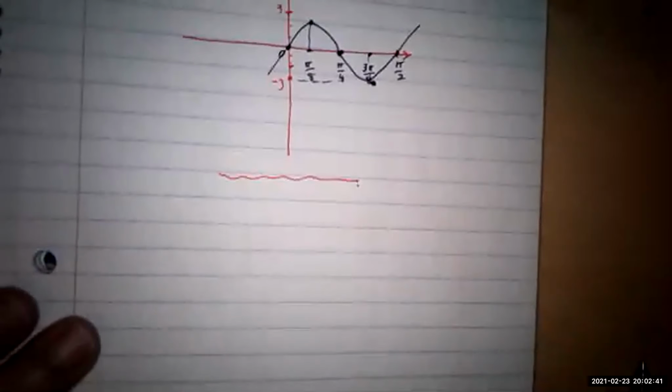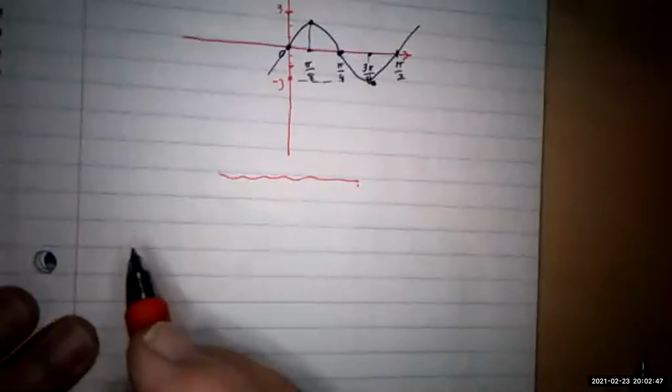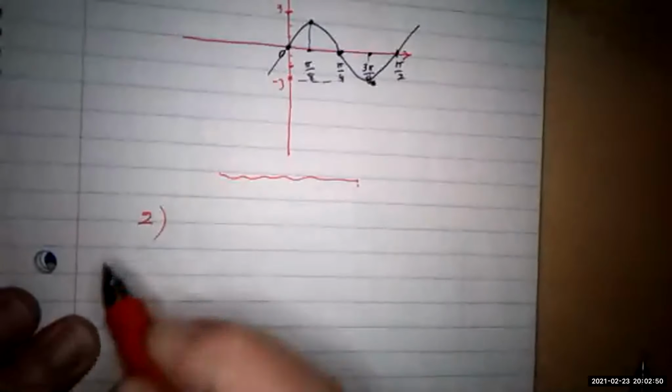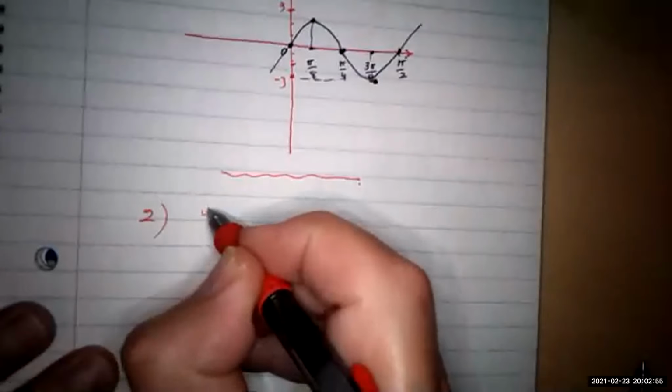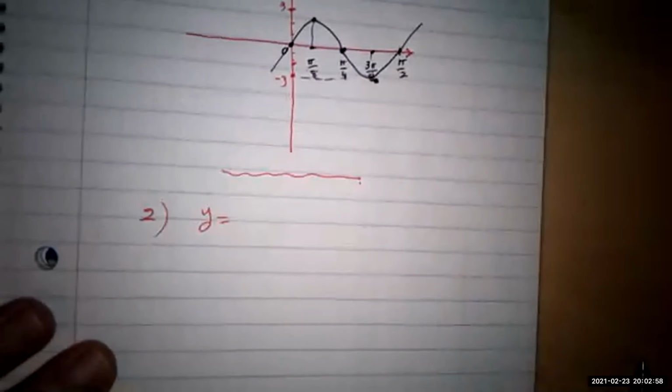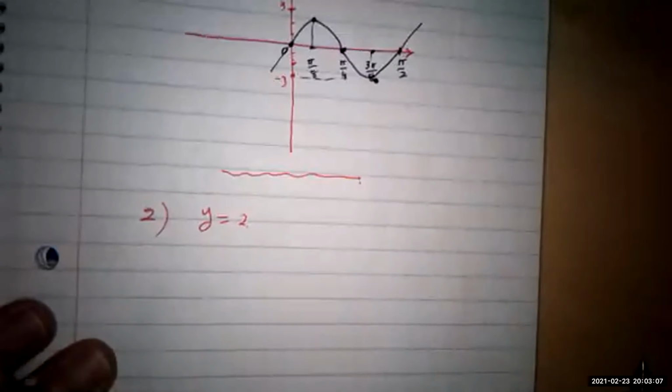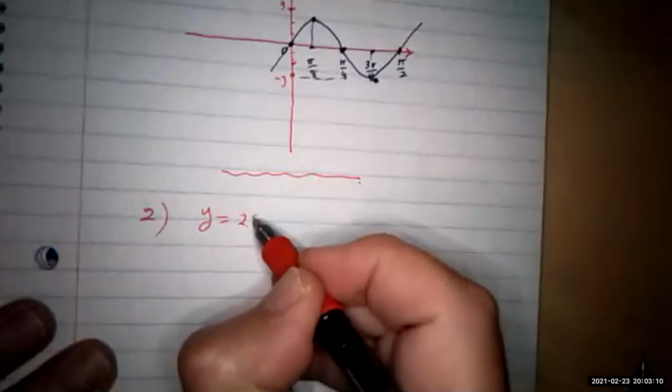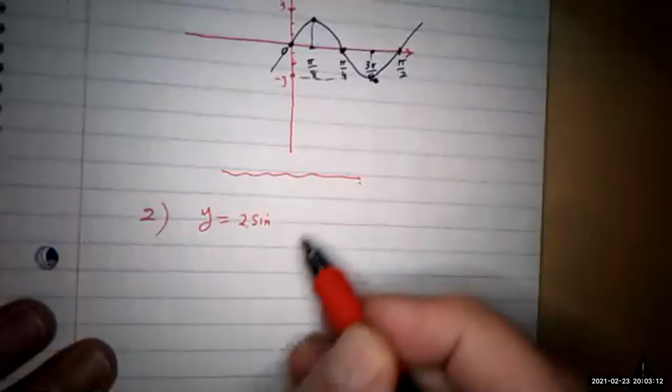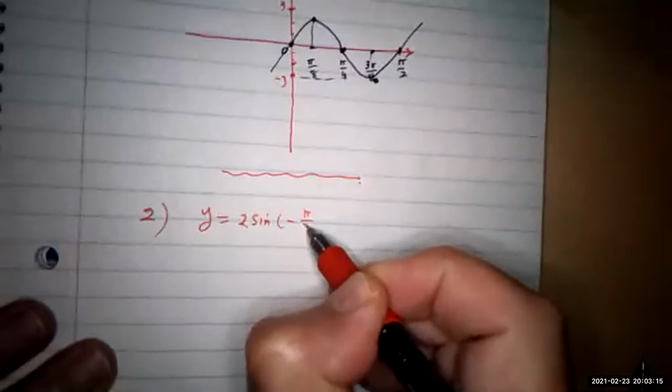I'll give you another one. These are the type that you see in physics or electrical engineering. If you do those type of problems. So this is the second function. Let's have y equal to 2 sine of -pi/12 x. You can make it as complicated as you like.